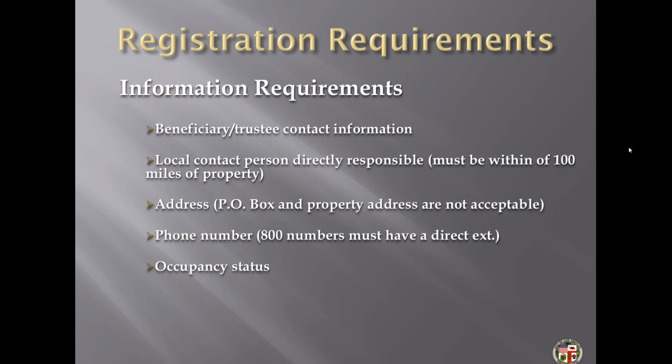Also, you must provide us with the phone number of the responsible person. If it's an 800 number, you must provide us with the direct extension. There are often times where we call an 800 number, say, for instance, it's a beneficiary phone number, and they ask for a loan amount or a loan account number. We don't have that information. Also, you need to provide us with the occupancy status of the property, whether it's vacant or occupied.